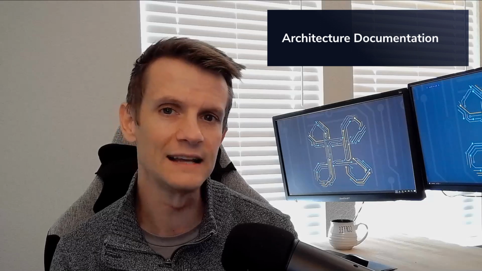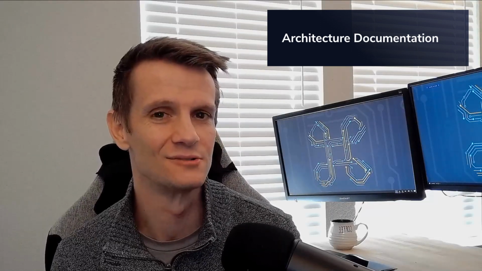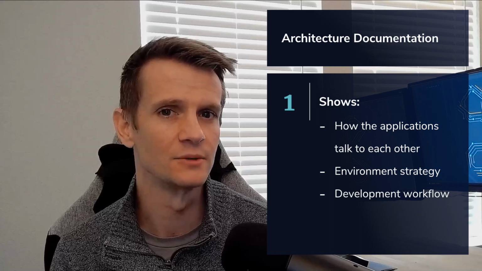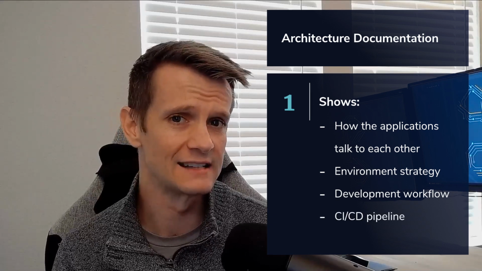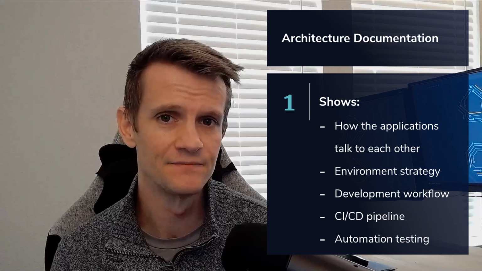The second type of documentation we do is architecture documentation. Architecture documentation ties all of your applications together. It shows how these applications talk together. What is your environment strategy? What is your development workflow? What about your CI/CD pipeline? And where does automation testing fit into the mix? Architecture documentation paints a clearer picture of the holistic setup of your product suite.